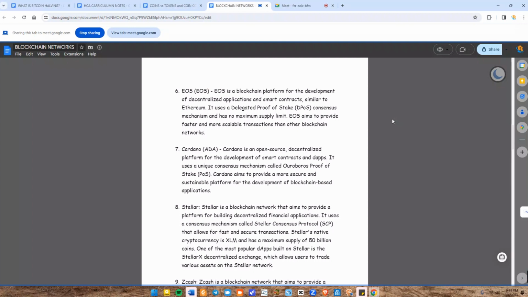Right. Then we have Cardano. Cardano is an open source decentralized platform for development of smart contracts and dApps. It uses a unique consensus mechanism called Ouroboros proof of stake. Cardano aims to provide a more secure and sustainable platform for the development of blockchain-based applications. So this is basically a project that aims at building decentralized applications, all applications that can be used on decentralized networks.